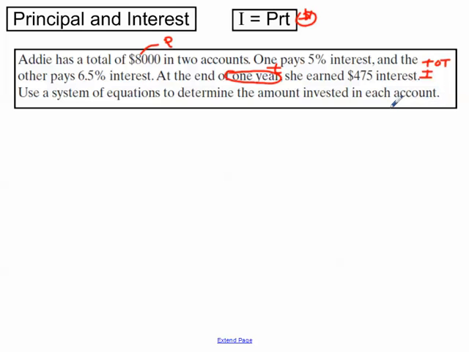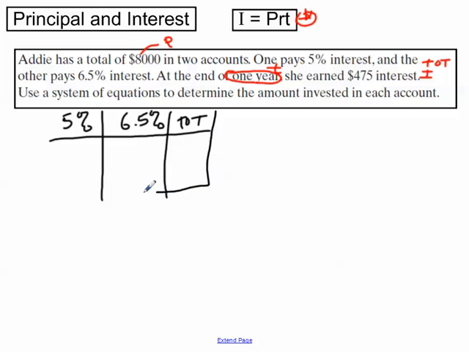All right, so for this one, I'm going to set it up with a 5% interest account here, a 6.5% interest account here, and a total column. So there's my three columns. And here is number 1, my principal. Number 2, my interest row. So what do we know? What information do we have?